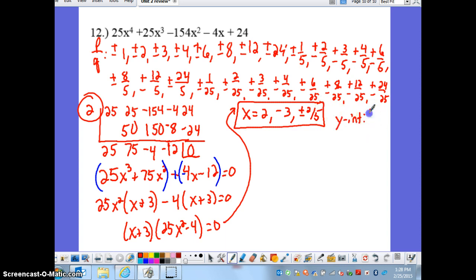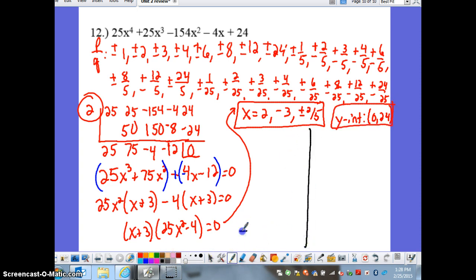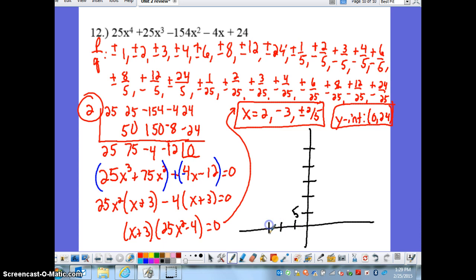Y-intercept here is going to be 0, 24. Again, you get that from the original problem. So when I graph, again, just like last time, this time I'm going all the way up to 24. I'm going to count by 5s again, so 5, 10, 15, 20, 25. And then I have negative 3 and positive 2, and then my plus or minus 2/5 in there. So 24 is going to be up top, my negative 3, positive 2, and then plus or minus 2/5 going to be right here. This is a regular x to the 4th graph.